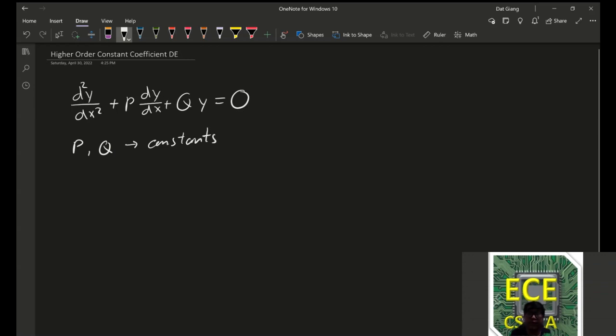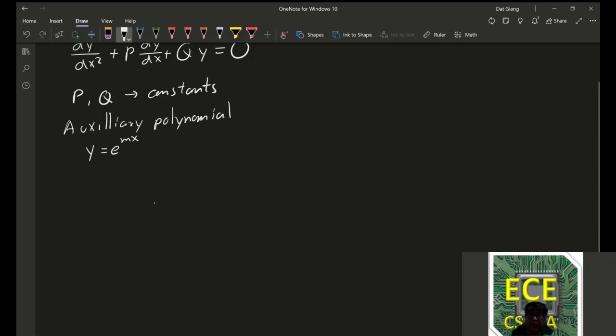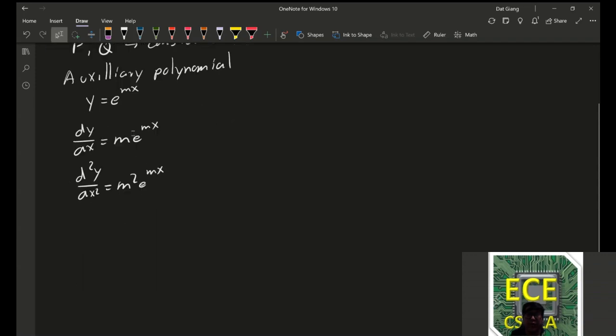But in order to solve this, we have to turn it into an auxiliary polynomial. An auxiliary polynomial is just some kind of polynomial that we turn a differential equation into using the following substitution, y equals e to the mx. Now notice, if we have dy/dx, this is just m e to the mx, and then d squared y/dx squared is just m squared e to the mx.